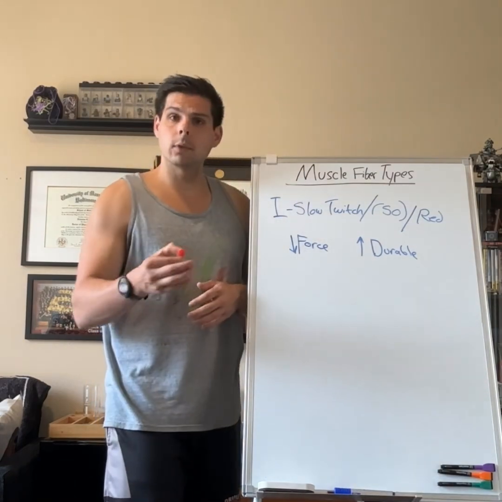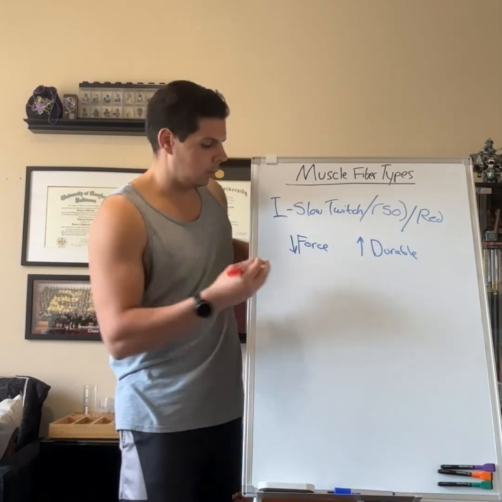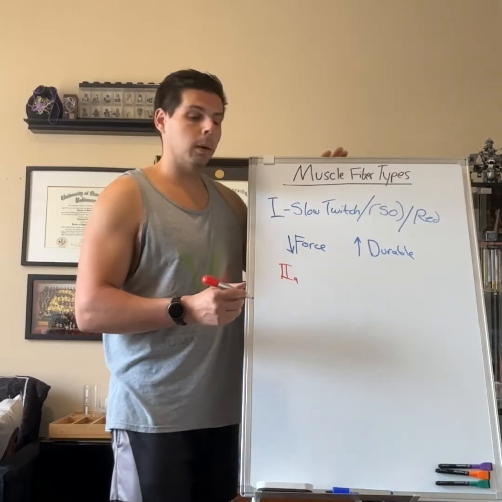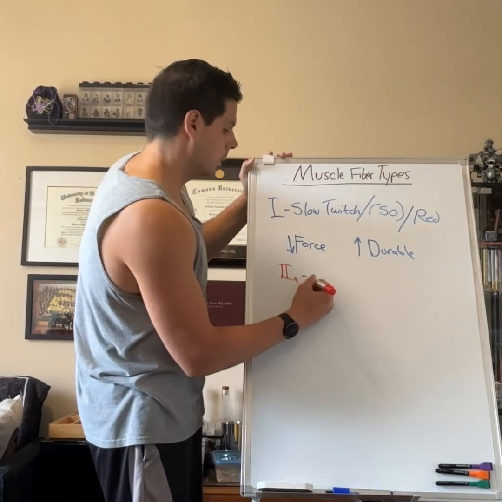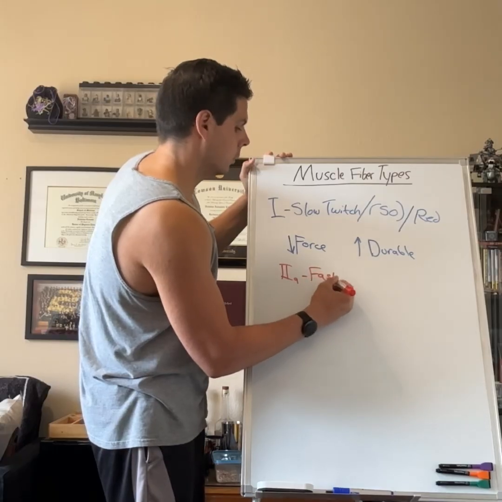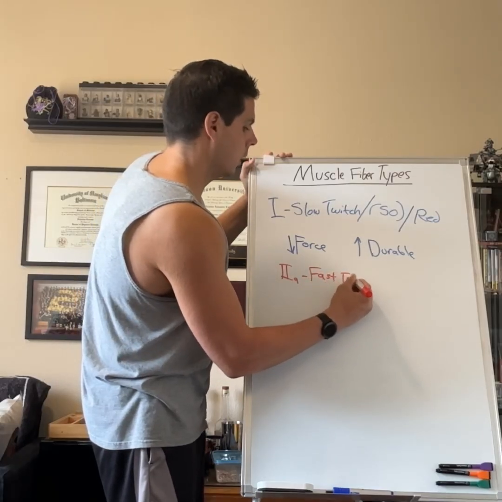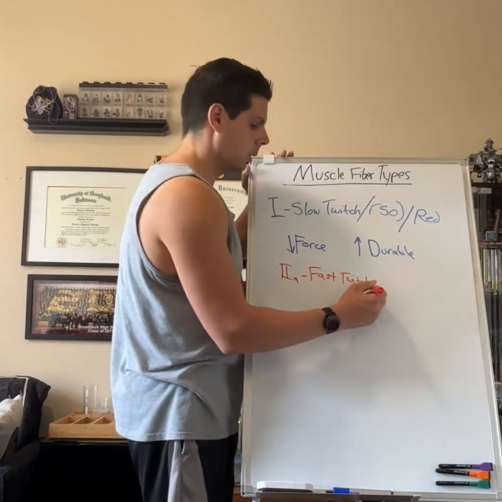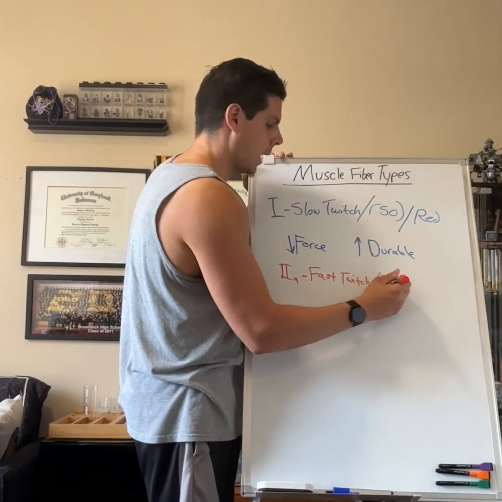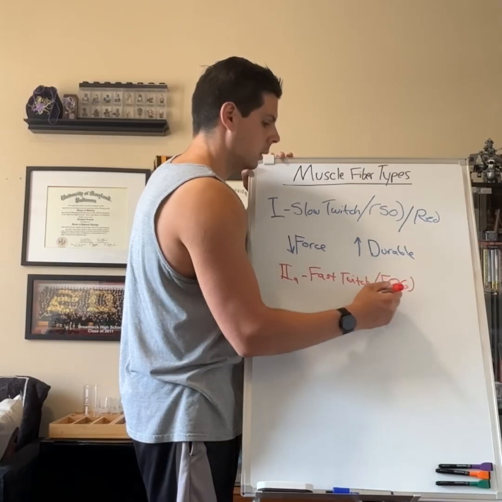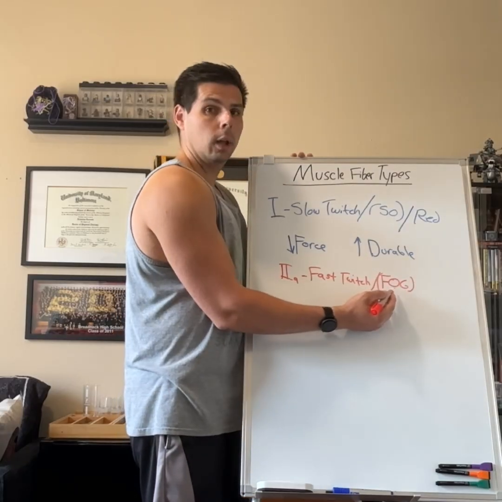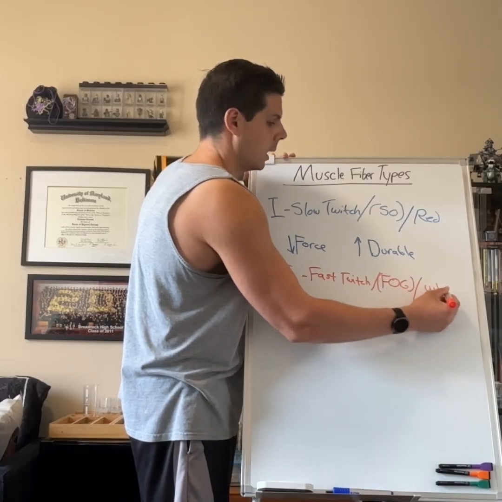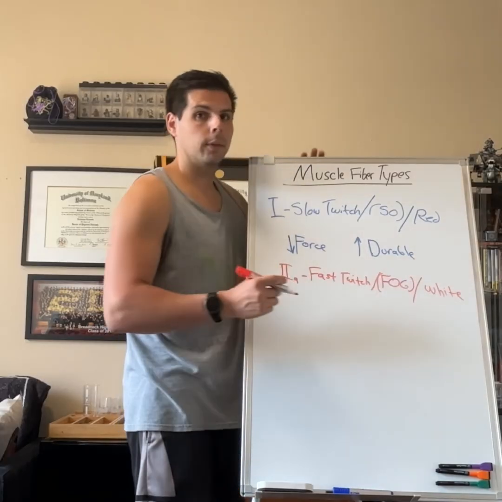The next type of muscle fiber that we're going to be talking about is the type 2A muscle fiber. Now, type 2A muscle fibers also have different names. These are usually referred to as fast twitch. And then the type 2A muscle fiber is also referred to as fast oxidative glycolytic, usually acronymed down to FOG. And then these are also usually referred to as white muscle fibers.